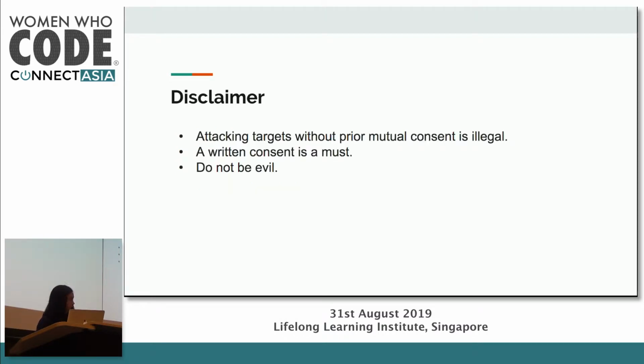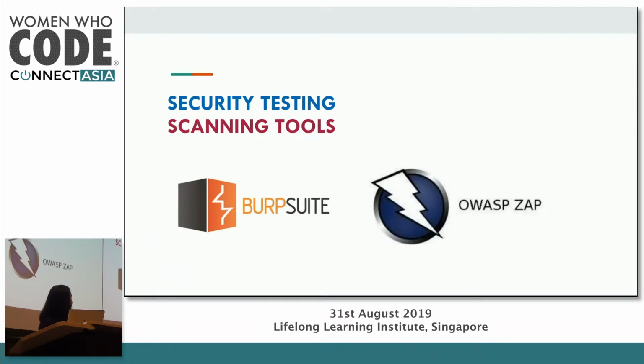But first, a disclaimer. Attacking targets without prior consent is illegal, and written consent is always a must. So before we do our vulnerability assessments and security testing, we ensure that we have the written consent of our clients. And lastly, of course, do not be evil. Later, I will be sharing some of the tools we use for security testing. We use Burp Suite and OWASP for security testing. We use them for penetration testing and vulnerability assessments, and not as malicious users.